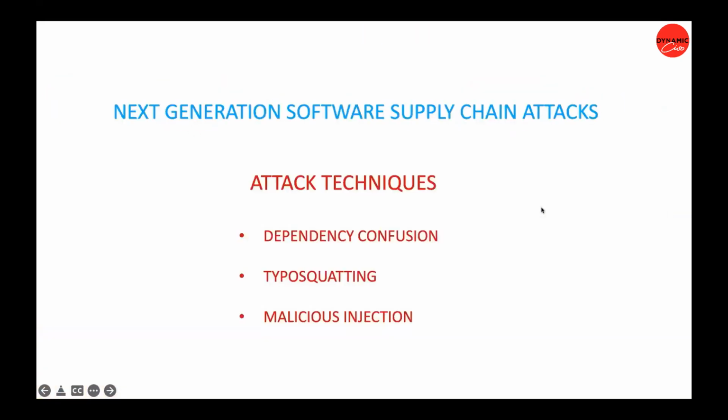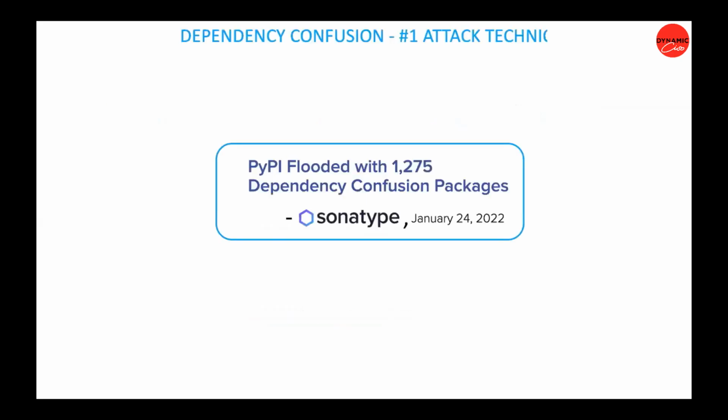Now, the next generation software supply chain attacks purely use these open source repositories to attack. And there are three techniques that these attackers use. We'll see very quickly what these are, so that you have a clear understanding. Number one is called dependency confusion, then typosquatting, and malicious injection. These are the three attacks. Now, dependency confusion: the report came day before yesterday, 4 days back.